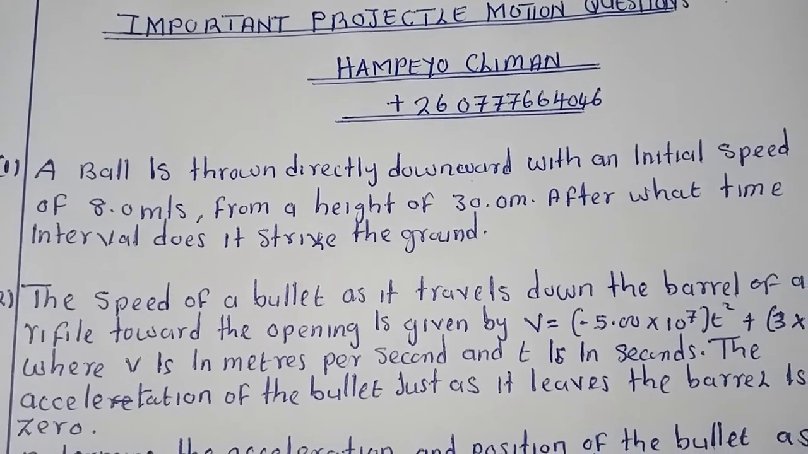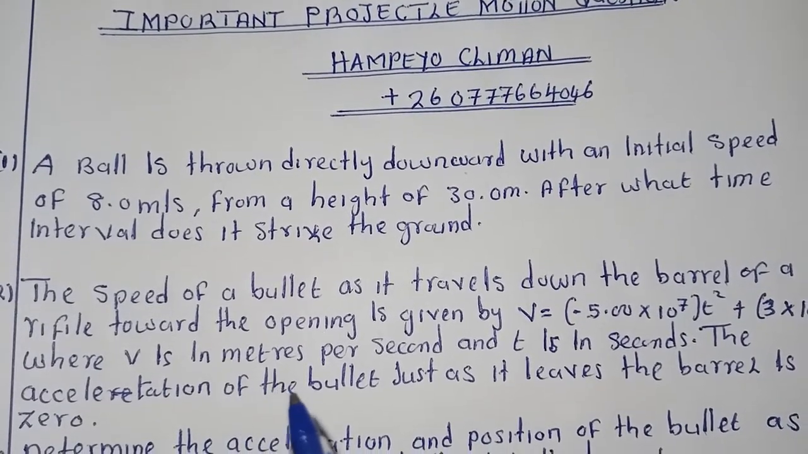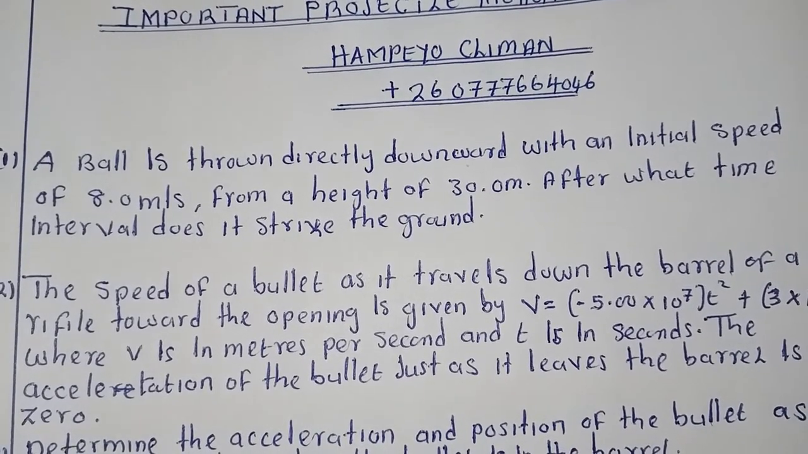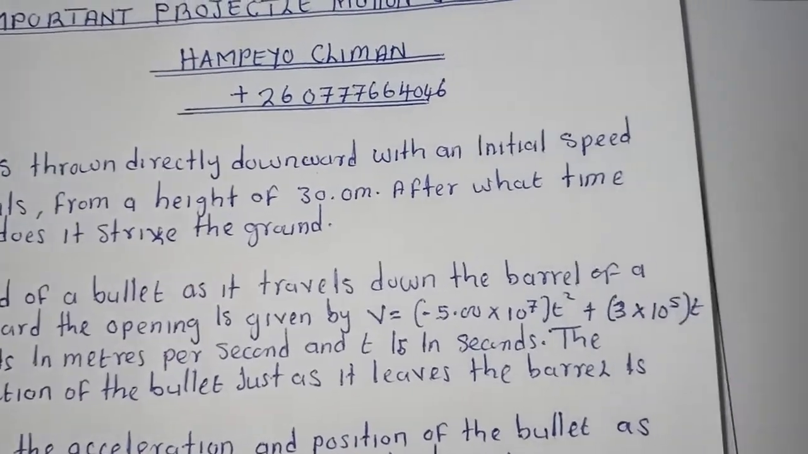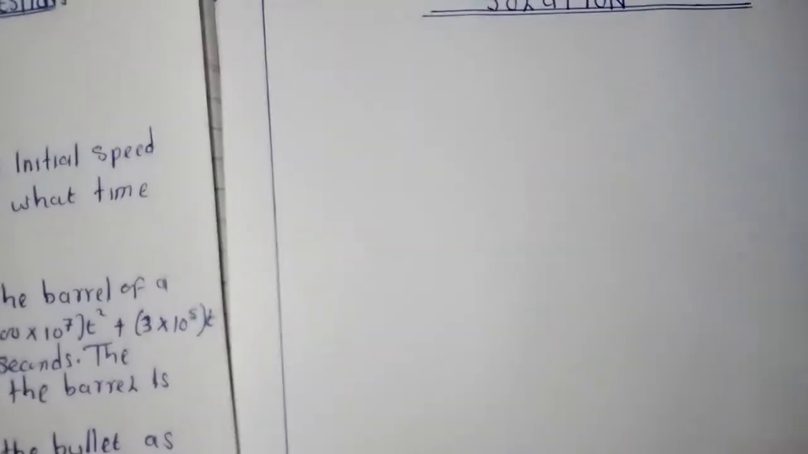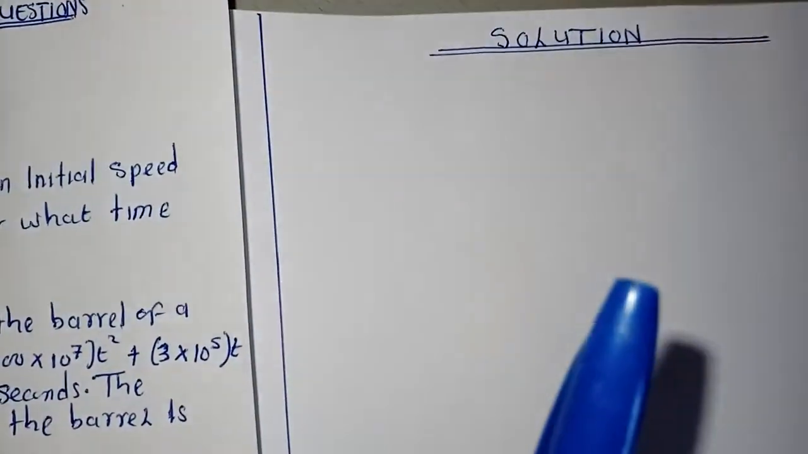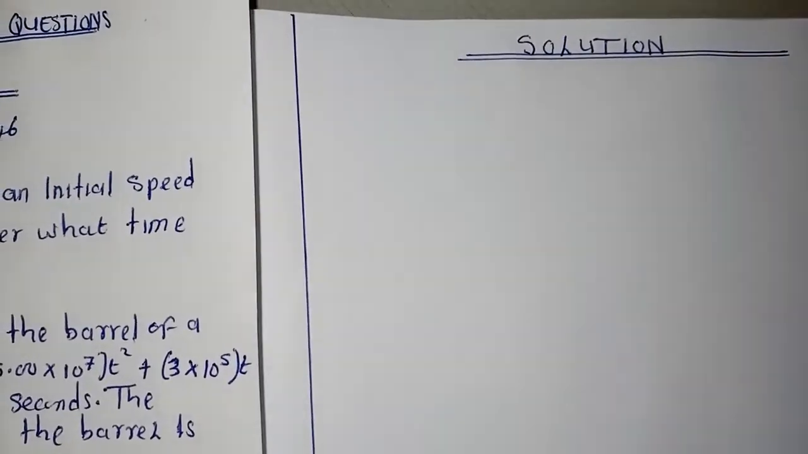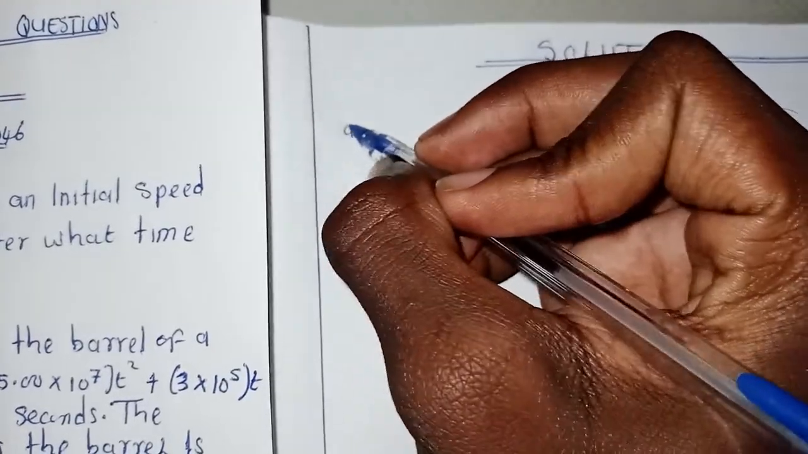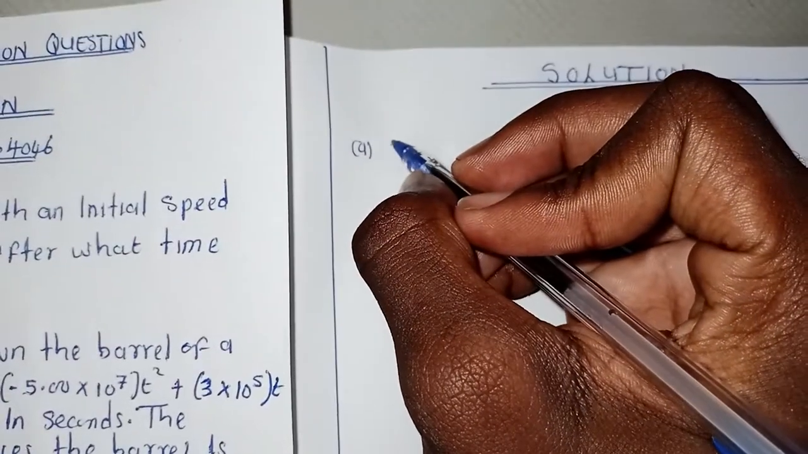They're saying a ball is thrown directly downward with an initial speed of 8 meters per second from a height of 30 meters. After what time interval does it strike the ground? Okay, so to start with the first question, the first thing that we're going to do is simply to draw an illustration. For the first one, it's very easy. So we have, let's say A. So this is the situation.